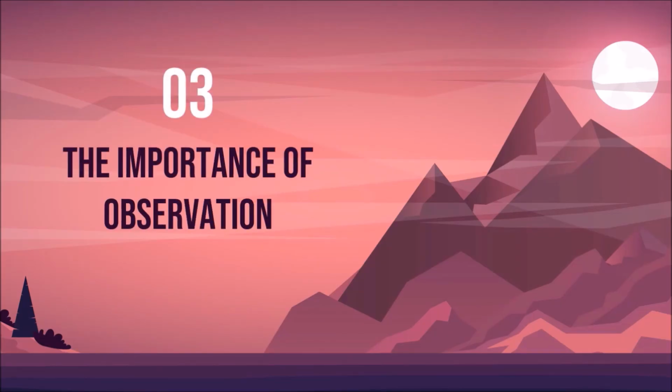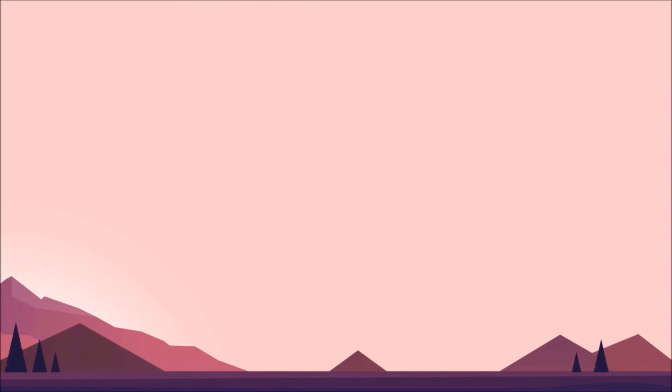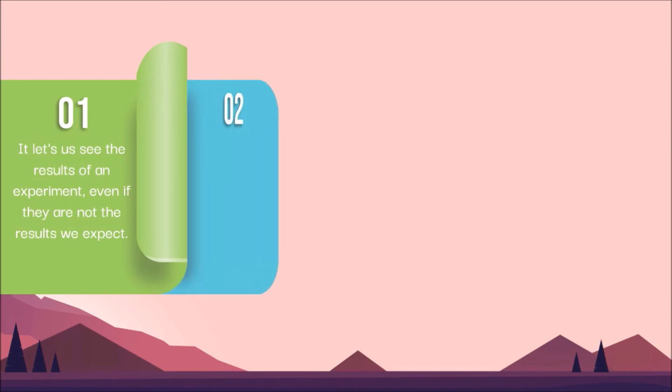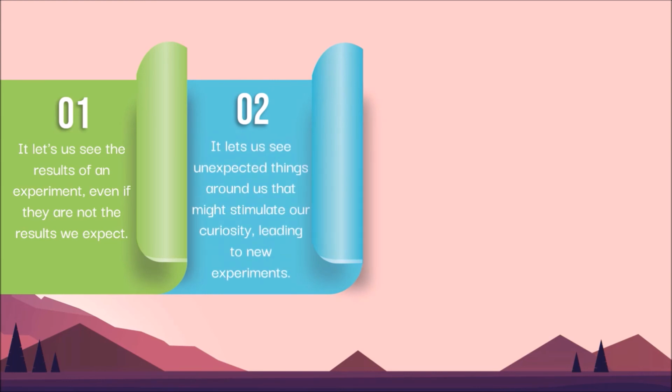Hi, it's me again, Fatin, and for this chapter, I will explain to you guys about the importance of observation, along with its role, advantages, and also disadvantages. Why is observation important? First, it lets us see the result of an experiment even if it is not the result that we expect. The second one, it lets us see unexpected things around us that might stimulate our curiosity and lead to a new experiment.